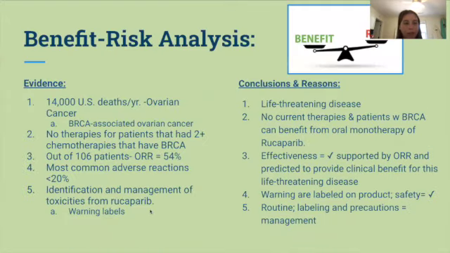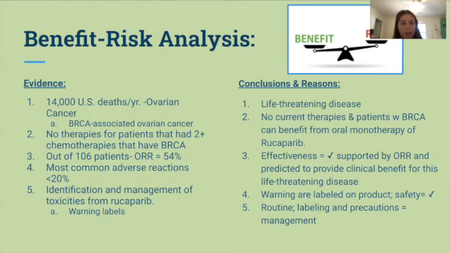This is the benefit-risk analysis portion. So 1 and 1, 2 and 2, they all correlate from left and right. Number 1 is the analysis of the condition. Ovarian cancer is life-threatening, and that is a reason we need this drug. Number 2 is the current treatment options. There are no current treatment options for patients with BRCA gene mutations, so this oral monotherapy of the rucaparib could be beneficial. Number 3 is the benefits.